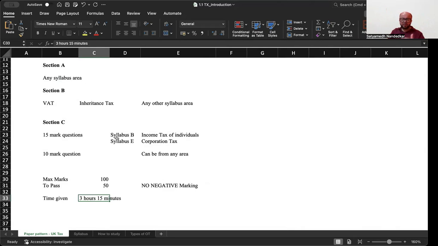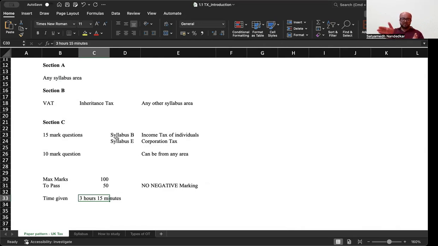In FR, there could be interpretations. PM again is a very different kind of paper. But UK tax is a straightforward paper. Here, the marks that you score are directly dependent on the amount of effort that you have put in. And a very important aspect that you should think of is learning the concepts or learning the provisions. You learn and you get marks.